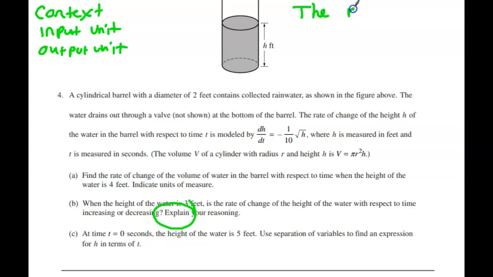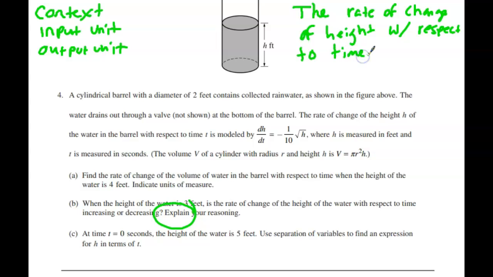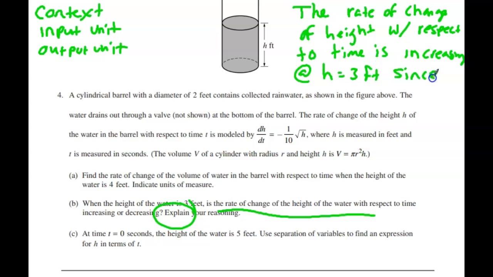The rate of change of height with respect to time, I pretty much just plagiarized that from right here. The rate of change of height with respect to time is increasing at h equals 3 feet since the second derivative, which is the derivative of dH/dt, came out to be positive.